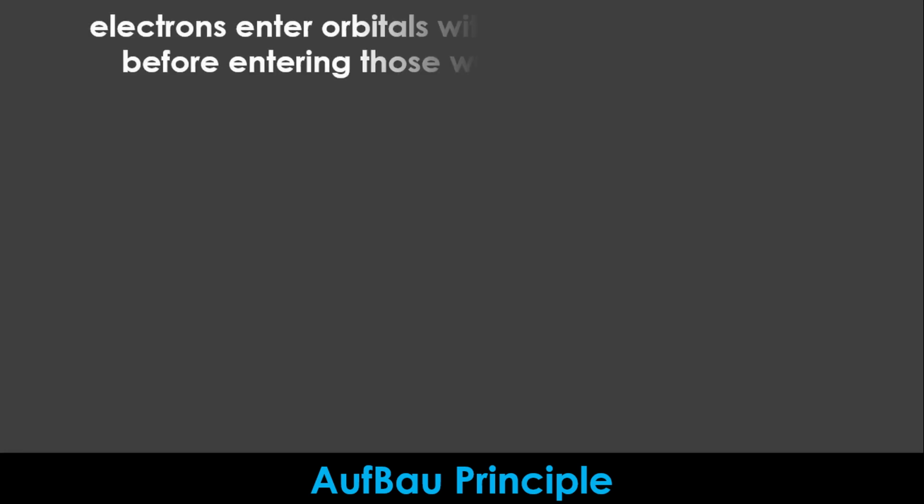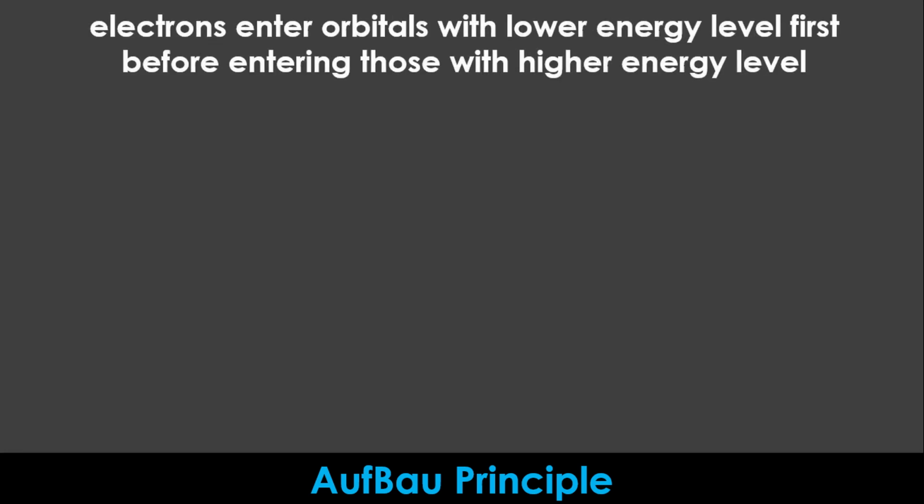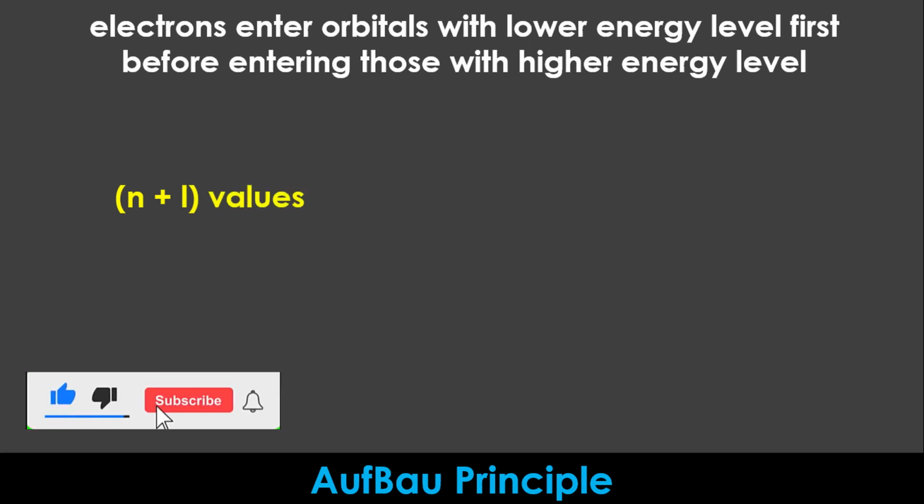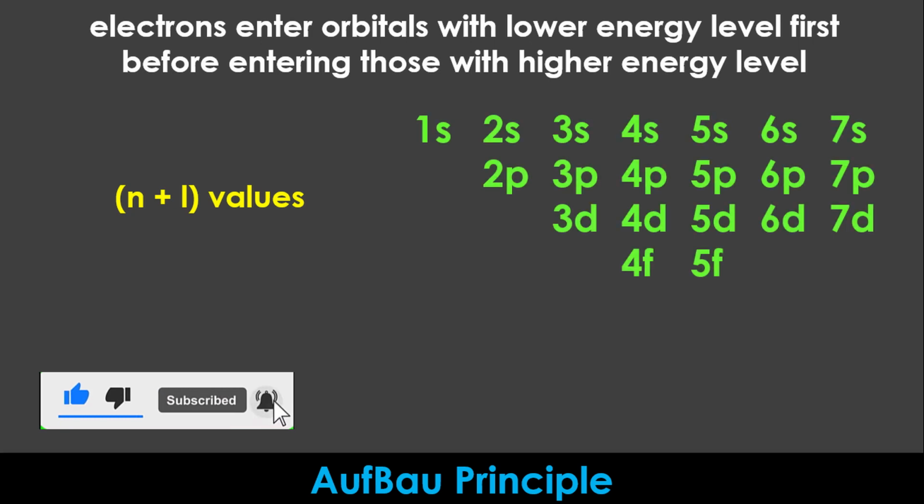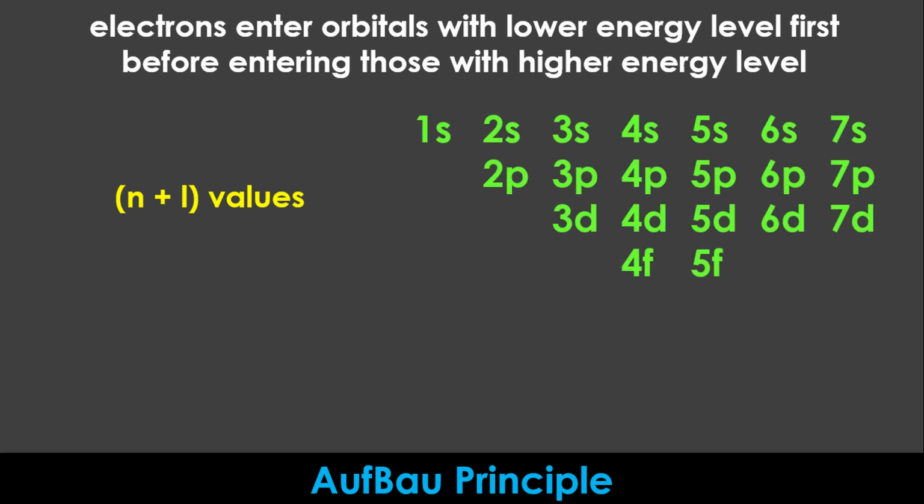Let's now look at the Aufbau principle, which says that electrons enter orbitals with lower energy level first before entering those with higher energy level. The energy level of an orbital can be determined by the sum of its principal and azimuthal quantum numbers, or n plus L value. This principle is used to describe the order of filling electrons into orbitals as shown on the screen.